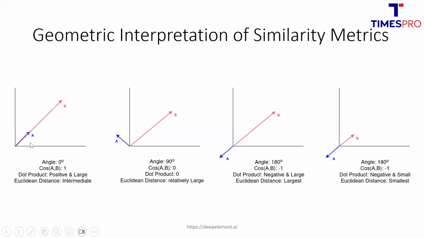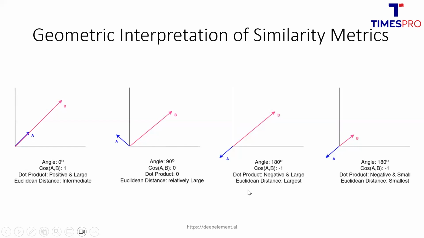And the Euclidean distance is the distance between the tip of one vector to the tip of the other vector. As you can see, as the direction changes, the Euclidean distance also changes. Okay, and if the magnitude or the length of the vectors shrinks, the Euclidean distance obviously shrinks.